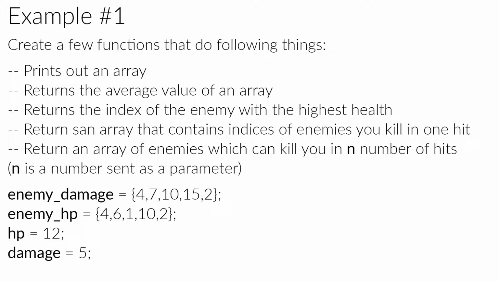And you can read the arrays of enemy damage and enemy HP as the first pair is the damage of the first enemy and the HP of the first enemy. So that means that our first enemy has 4 damage and 4 health, and our second enemy has 7 damage and 6 health, and our third enemy has 10 damage and 1 health, and so on.